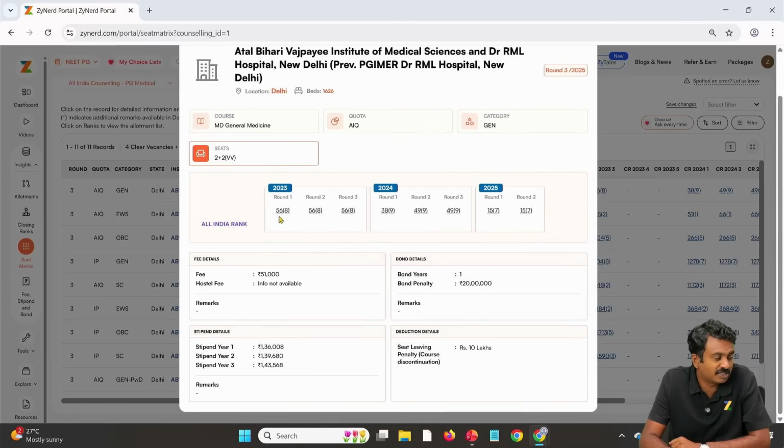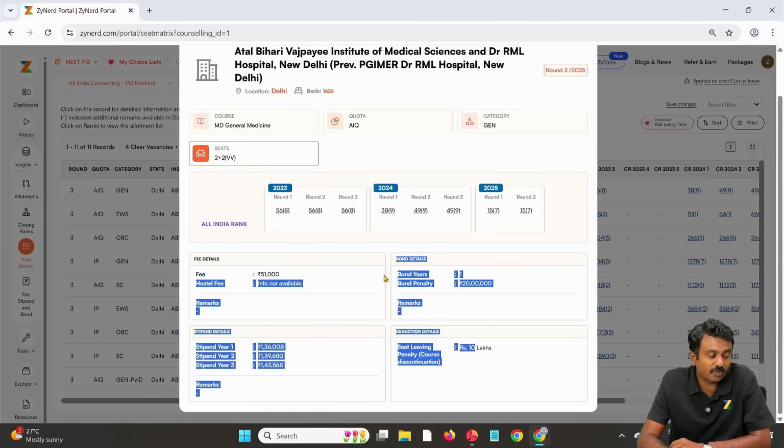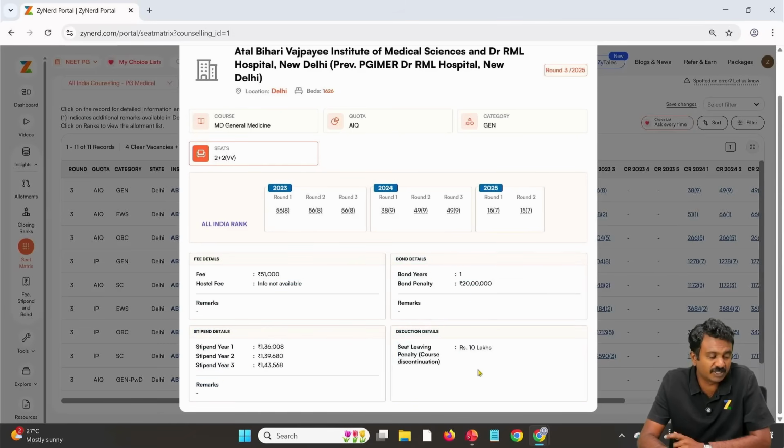Now here you see the number of seats, 2 plus 2 virtual vacancies, AIQ general category, and you see the fee is 51,000 rupees, and the stipend per year is clearly mentioned, the bond of 1 year, 20 lakhs is mentioned, and the seat leaving penalty of 10 lakhs is also mentioned. The bond, there is some confusion. Obviously, we know that candidates have not been asked to submit a bond, even though there is a clear notification on this. So these differences will always be there, but you know that as per regulation, as per GOs, there is a bond that is being listed out for ABVIMS.